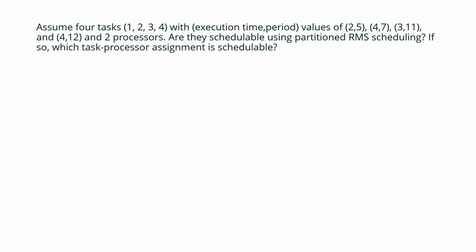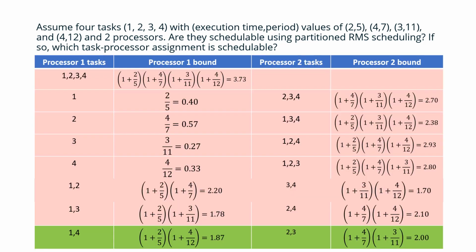What happens if you have 2 processors though? So assume you have 4 tasks. You have 2 processors this time. Are they schedulable with partitioned RMS scheduling? Okay, partition means that you assign tasks to processors, right? So how does that work? Well, unfortunately, you have to fully enumerate.